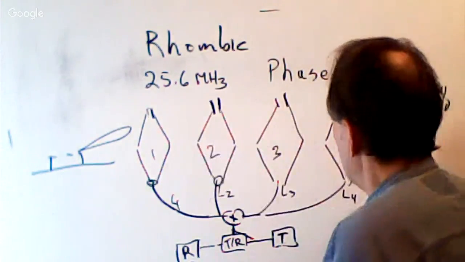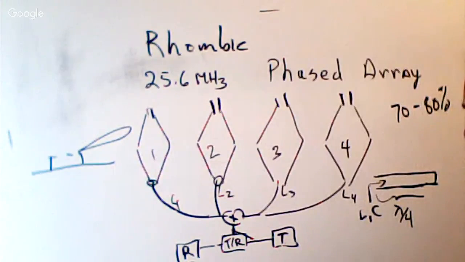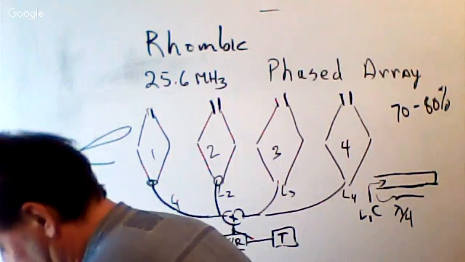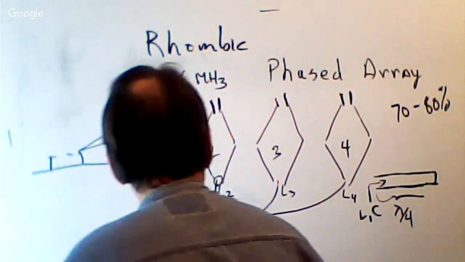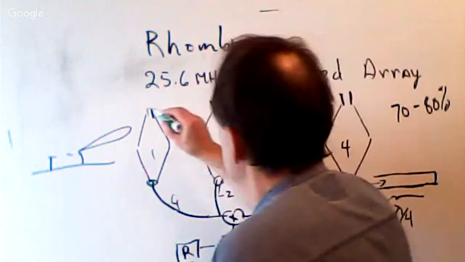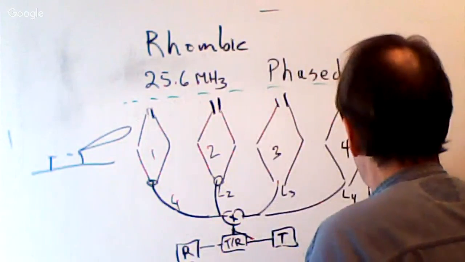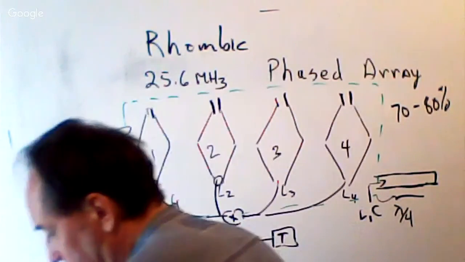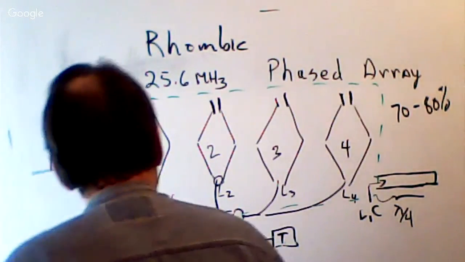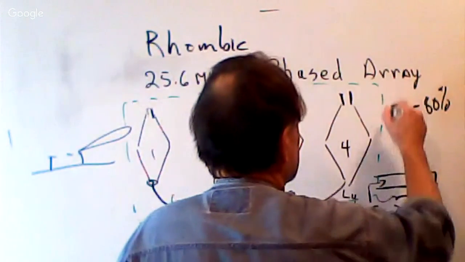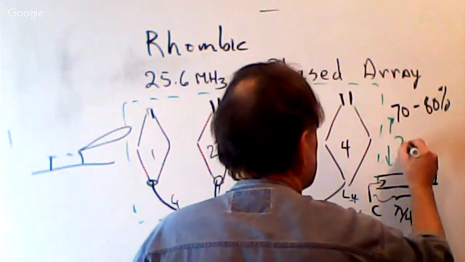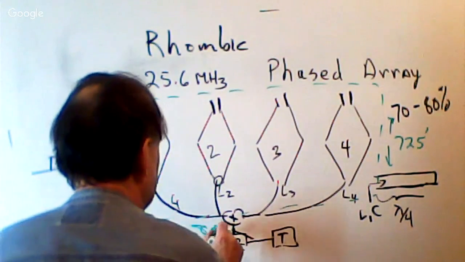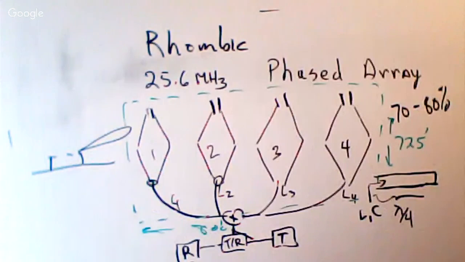Now, in this sort of antenna array where you have 4 rhombic antennas, it takes quite a bit of area to build up an array like this. In this particular test that was done, this array took up an area of 800 feet by 725 feet. So in this direction, it was 725 feet. In this direction, it was 800 feet. A lot of area.